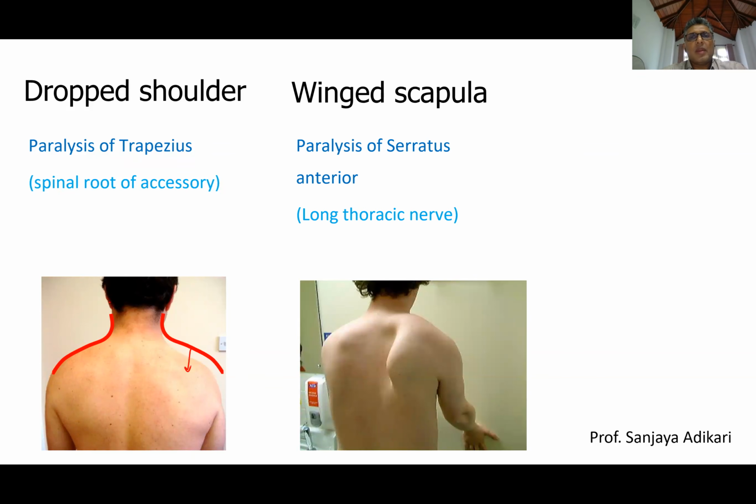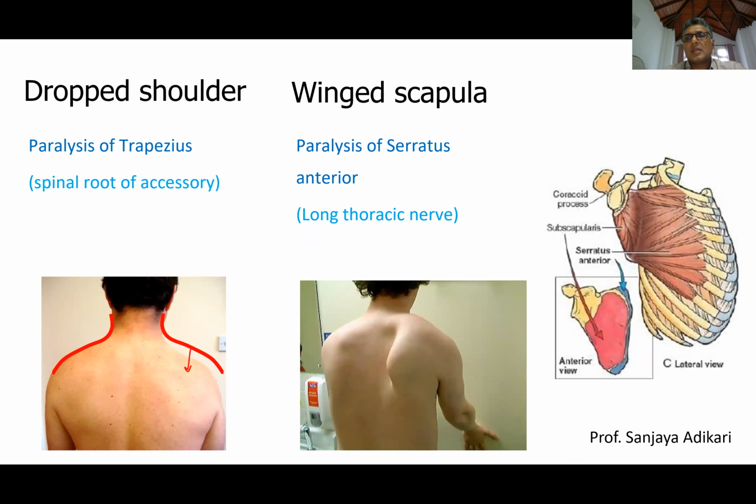Then the other condition, winged scapula, is due to the paralysis of the serratus anterior muscle, I said, attached to the 1 to 8 ribs here and the vertebral border of the scapula here. So when you push against a hard surface like a wall, the vertebral border of the scapula of that side gets lifted up. That is due to paralysis of the serratus anterior. It can be caused by damage to the long thoracic nerve, which is arising from the brachial plexus roots. We will discuss that. It's maybe C5 to C7, I think, if I remember it correctly. We'll come back to it when we do the brachial plexus.